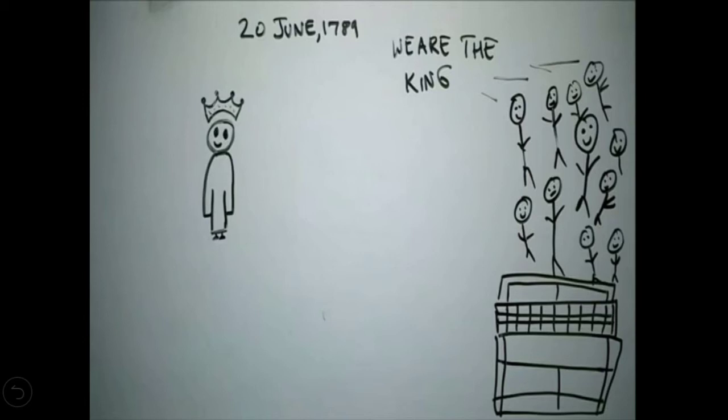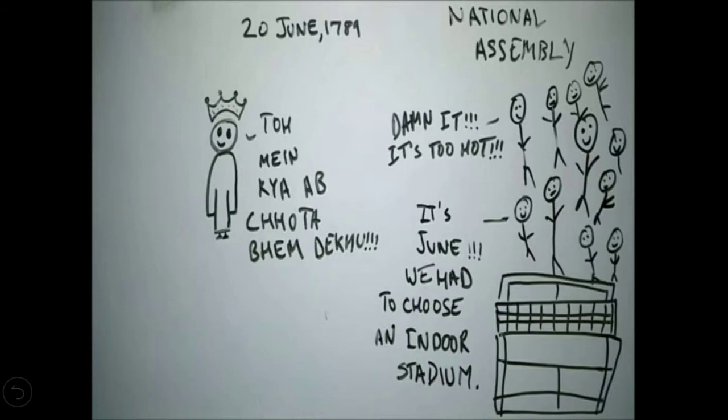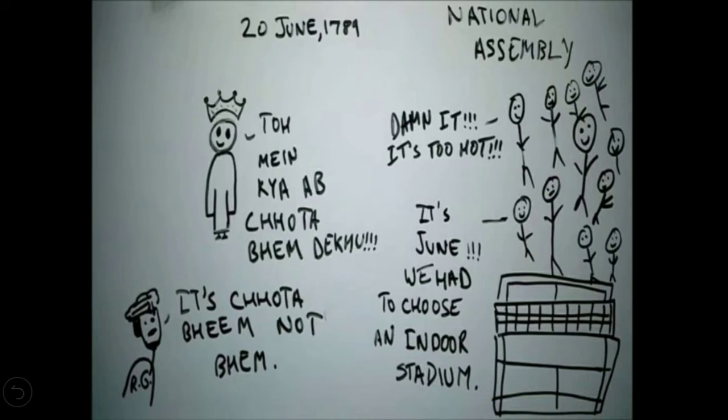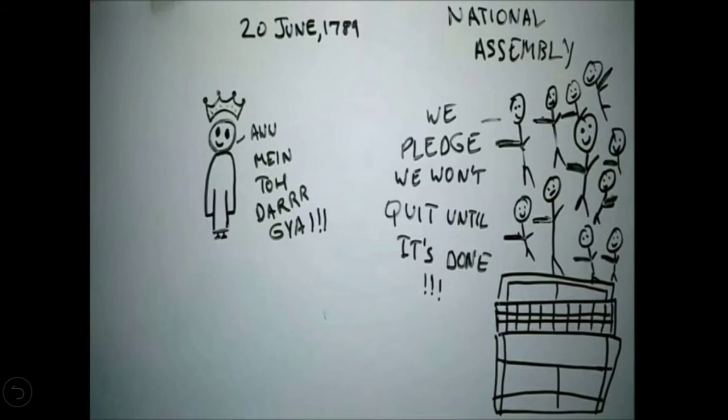Finally, the king agreed to a constitutional monarchy rule. So, on 20th June 1789, the people decided that they would frame their own constitution. As they became the National Assembly, they named themselves the members of the National Assembly, and they were very angry, full of anger, and they decided that they would not leave the indoor stadium until they framed the constitution for their country.